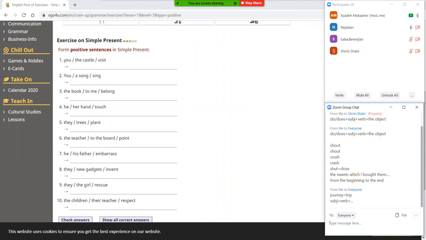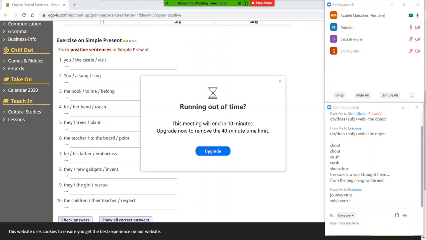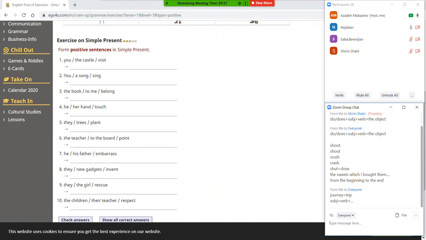Number three. Belong. Musa, first, find the subject. What is the subject of the sentence in here? The book? Yes, very good. So the book is the subject, then the verb, then the rest of the sentence. The book belongs to me. Okay, say it again. The order was correct, but say it again. The book belongs to me.